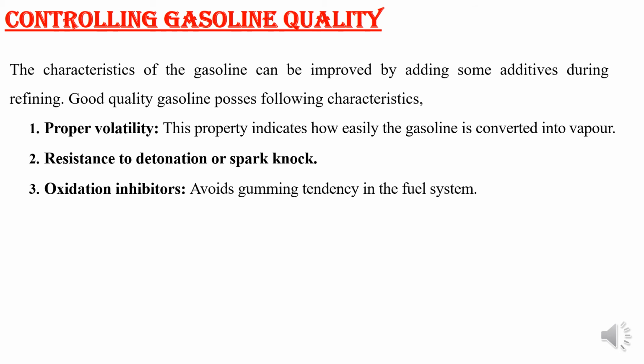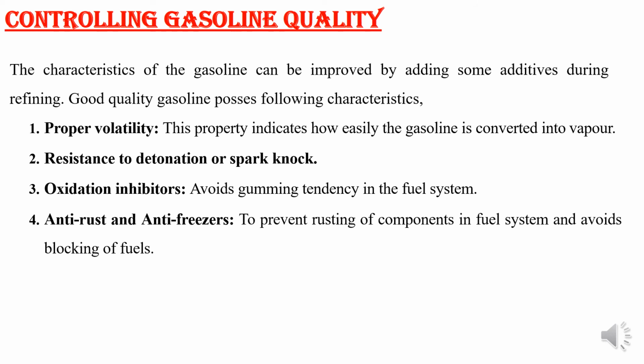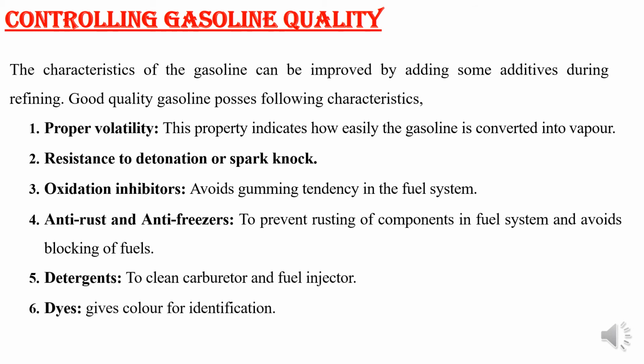oxidation inhibitor, so that it will supply more oxygen in the combustion chamber, then anti-rust and anti-pressure, so that it should not be reactive with the fuel system and avoid blocking of the fuels, then detergent to clean the carburetor and fuel injectors. Then the dye gives color for identification if any kind of leakages are there. So it will give the identification of where it is leaking. So that will be an easy way we can find out the leakages.